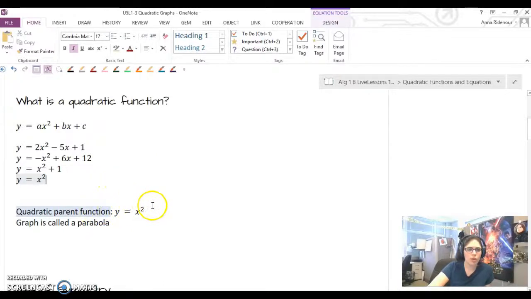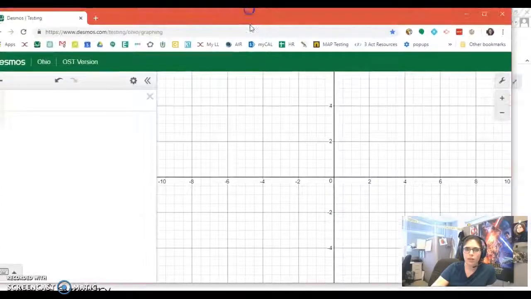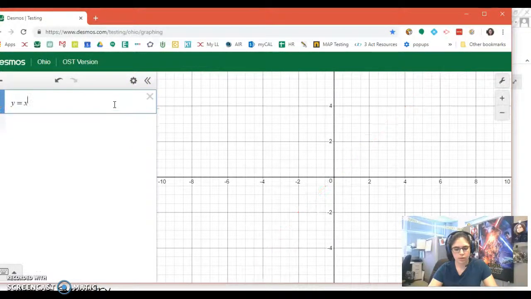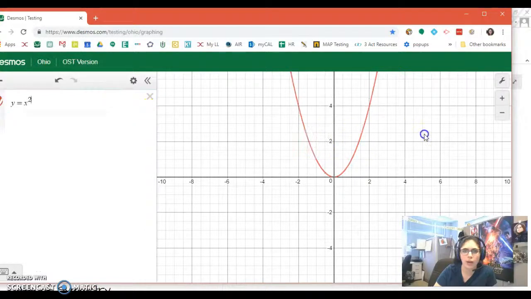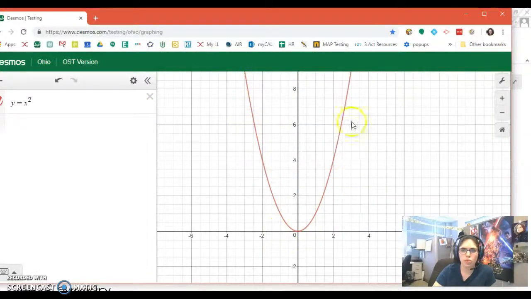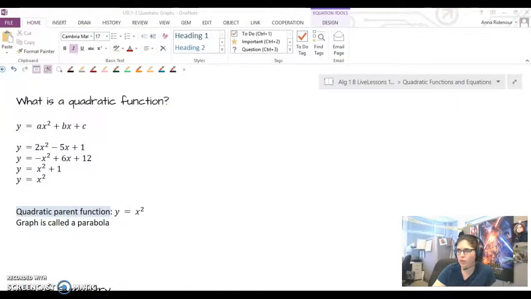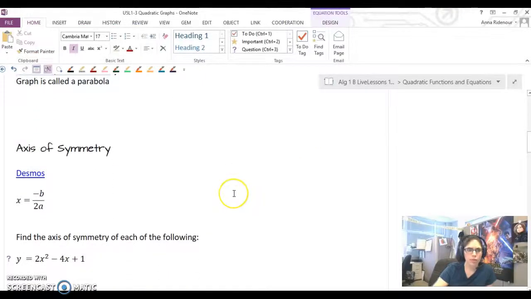And this one is what we call the parent function because basically it gives us the simplest version of a quadratic, and everything else is just some variation of that. It's the same shape, but something about it is changed. Either it's shifted or stretched or something like that, but it is the same shape. And we call this graph a parabola. So if you are interested in what that looks like, this is our parent function, y is equal to x squared. You'll see that it looks like a U shape, and that's our basic curve that we're working with for this whole unit.